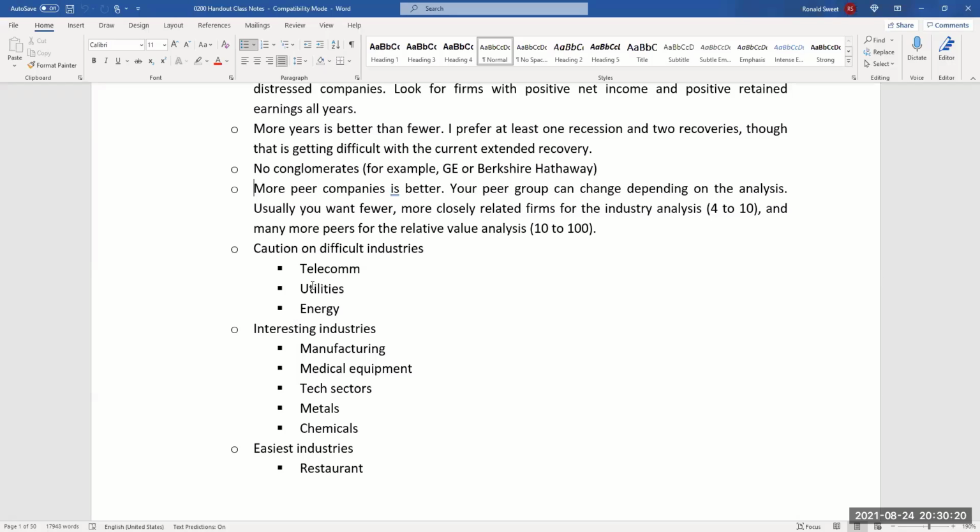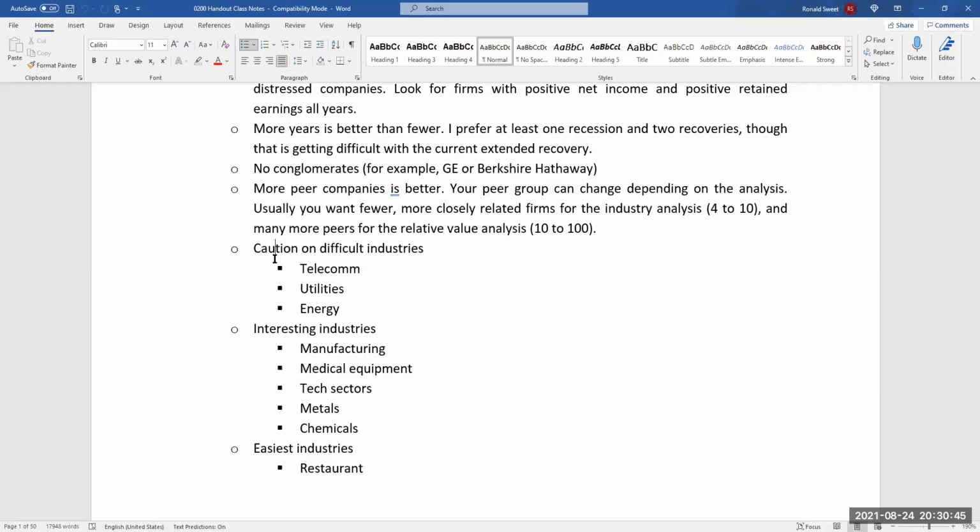All right, so the most difficult industries I've found, and I probably should add pharma under here, are telecom, utilities, and energy. And I would add pharmaceuticals in there as well. I will say Moderna is a really interesting company to do right now, and I'm not sure they're that difficult. This mRNA to me is really fascinating and very interesting.